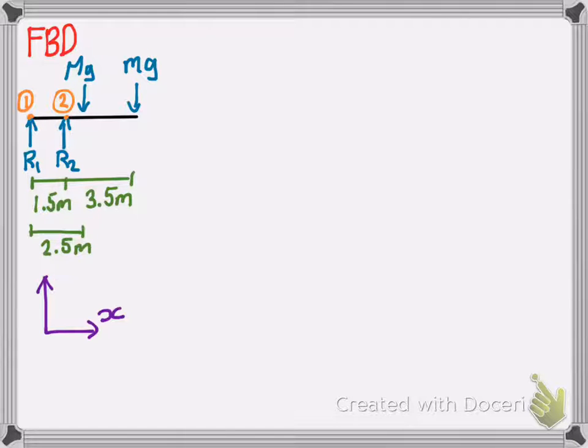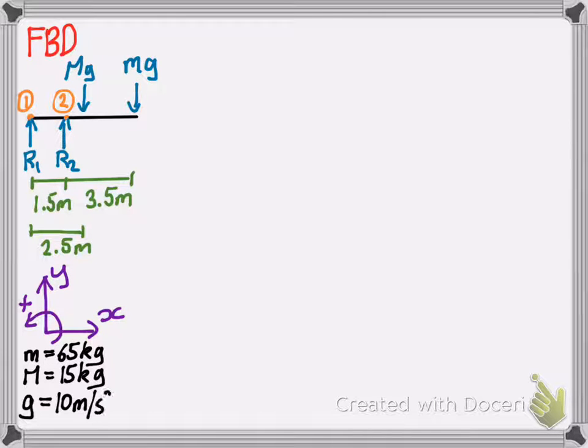Next up, let's draw our axes. So over here, the axes represent which direction the horizontal direction is and the vertical direction. So in the vertical y direction, the upward forces will be positive and the forces going to the right will be positive. But of course, we don't have horizontal forces in this case.